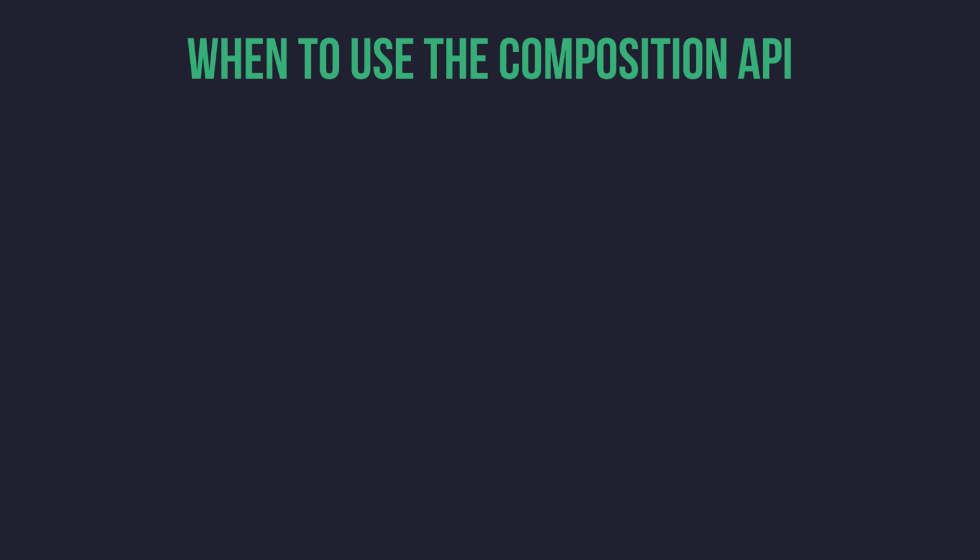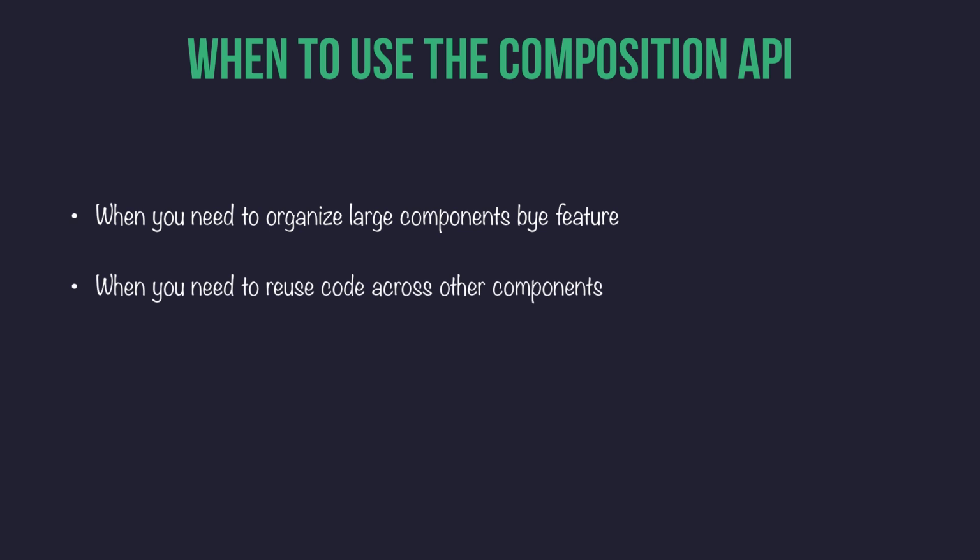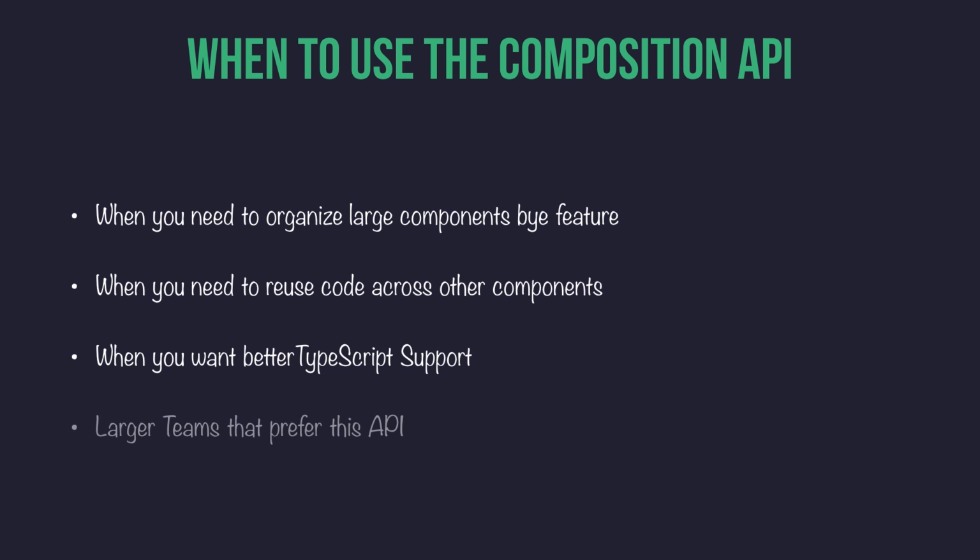So these sound great, but when should I use the composition API, if I shouldn't go rewrite my entire application in it? First, when you need to organize large components by feature, this is probably a good option. Also when you need to reuse code across other components, like that logic we just talked about, when you want better TypeScript support, or maybe just have a larger team that prefers this API.